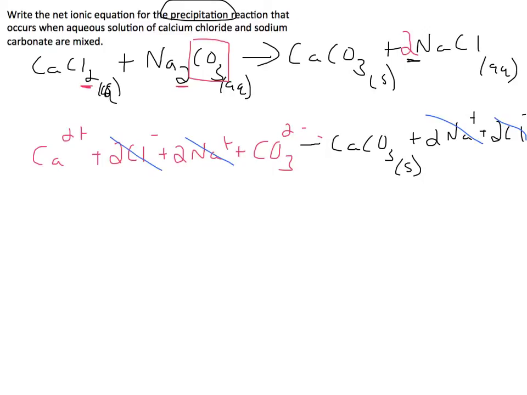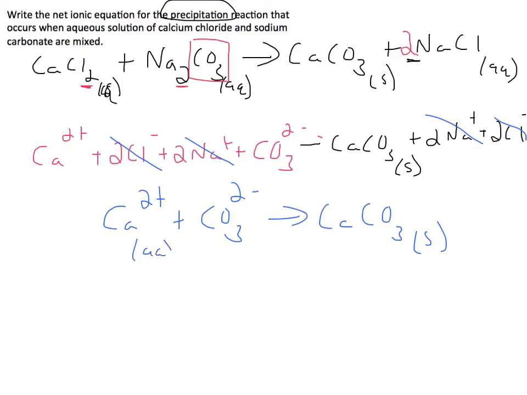So then we can write our net ionic equation, which says we have Ca2+ plus CO3 2− gives us CaCO3, which is our precipitate. And that is our net ionic equation. And all these other ions are aqueous.